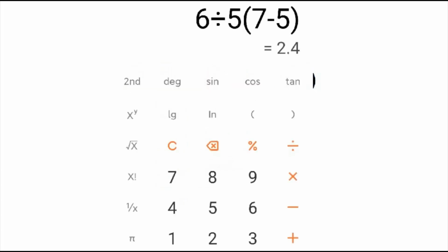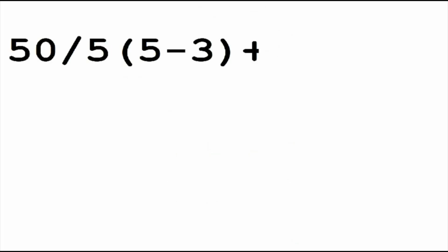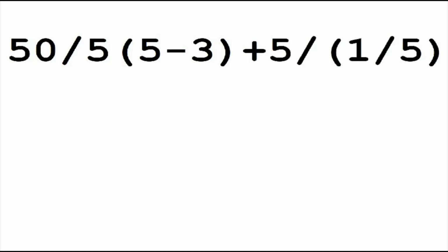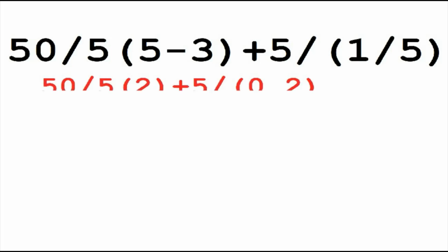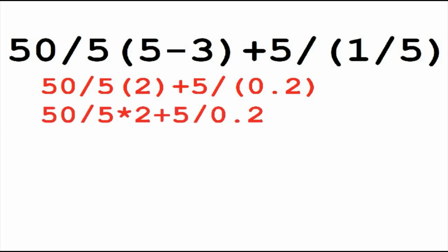The next problem is the longest one so far. 50 divided by 5(5-3) plus 5 divided by (1/5). So first we solve both the brackets. 5 minus 3 is 2 and 1 divided by 5 is 0.2. 50 divided by 5 is 10 and 5 divided by 0.2 is 25.